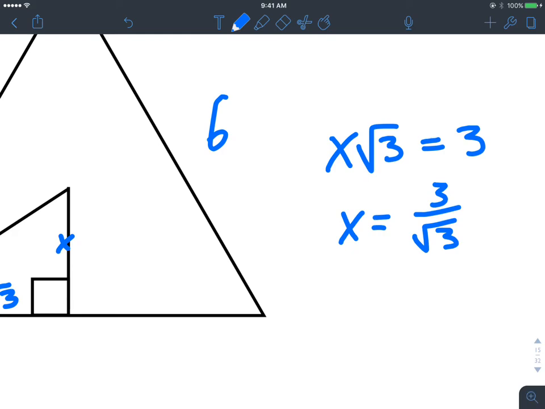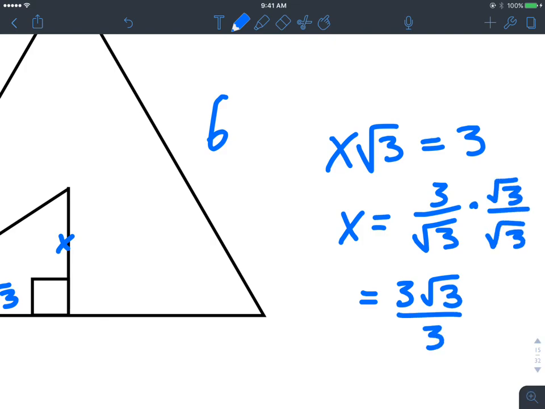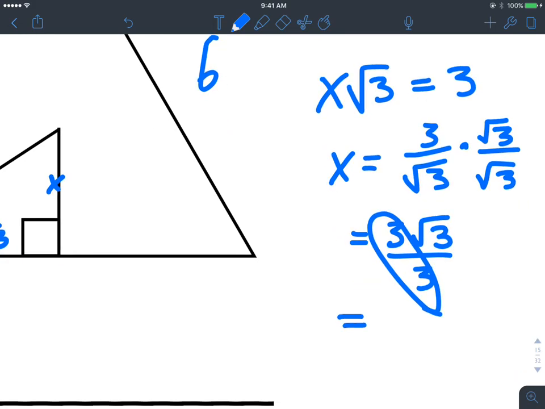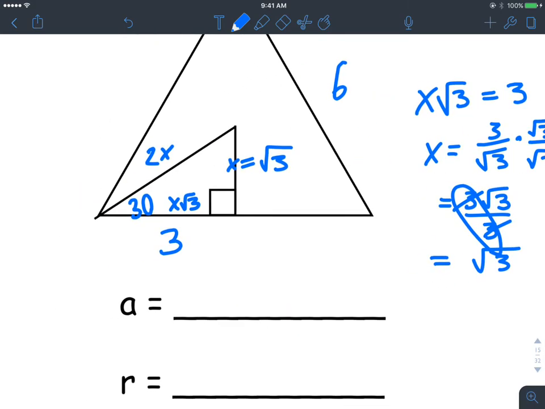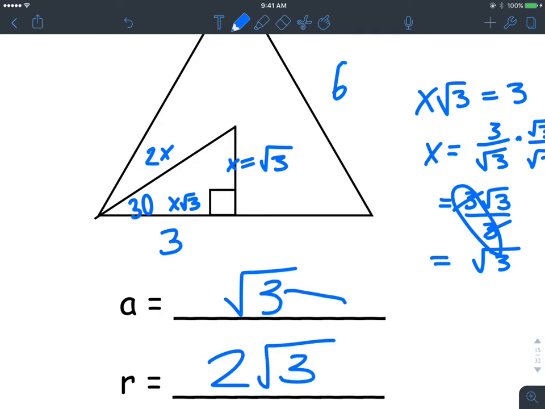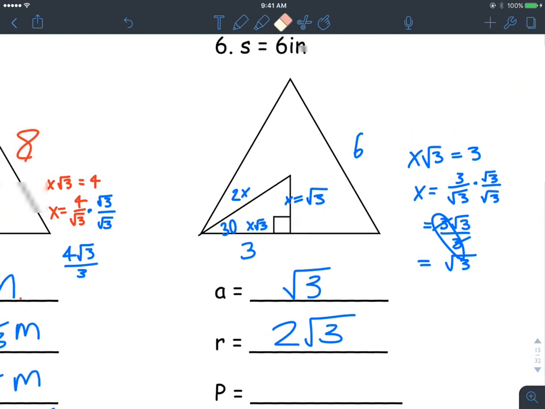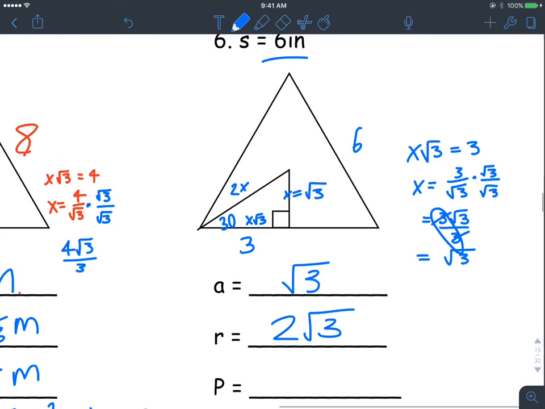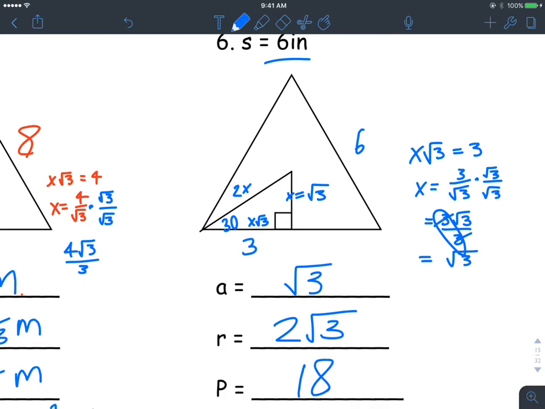So divide by square root of 3, rationalize. So that means we need to multiply top and bottom by square root of 3 over square root of 3. And then notice here, this actually kind of cleans up and reduces. Those will cancel each other out, and then you're just left with square root of 3. And that is your apothem right there. There you go, square root of 3 for the apothem. You need to double that for the radius, so that would be 2 square root of 3. Perimeter, we actually could have found the perimeter from the very beginning. A side is 6. Therefore, the perimeter would be 18 once you add those all the way up.